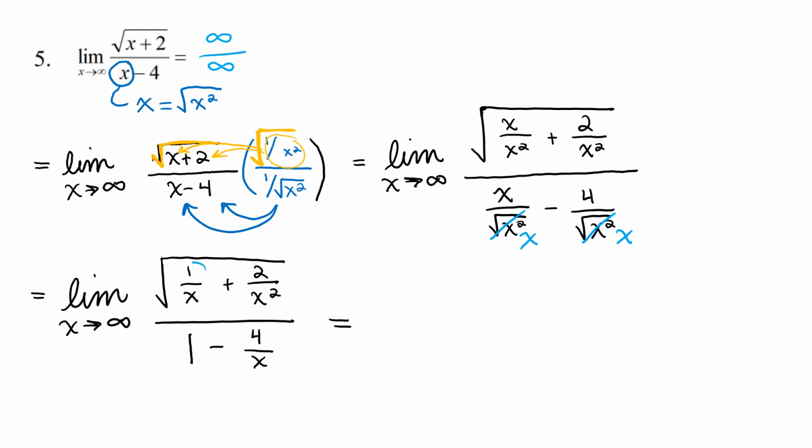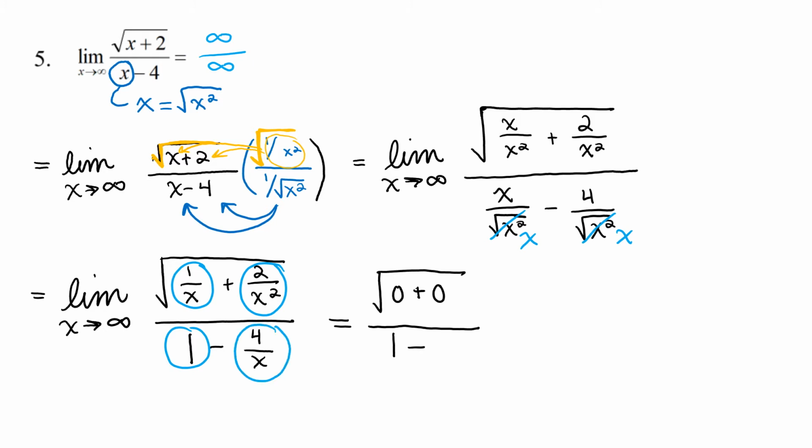So the limit as x approaches infinity of 1 over x is 0, and the limit as x approaches infinity of 2 over x squared is also 0. And this will all be over the limit as x approaches infinity of 1 is 1, minus the limit as x approaches infinity of 4 over x is 0. So we get 0 over 1, which is equal to 0.